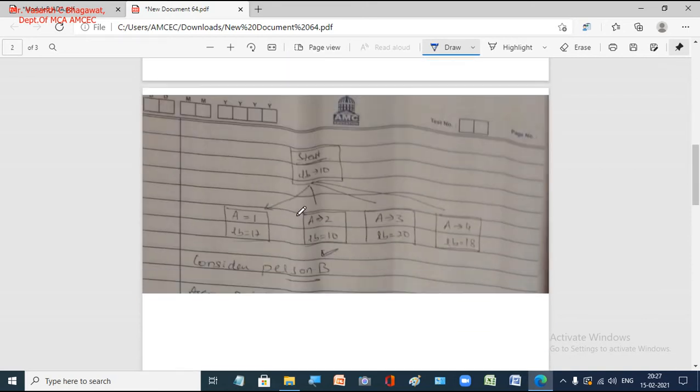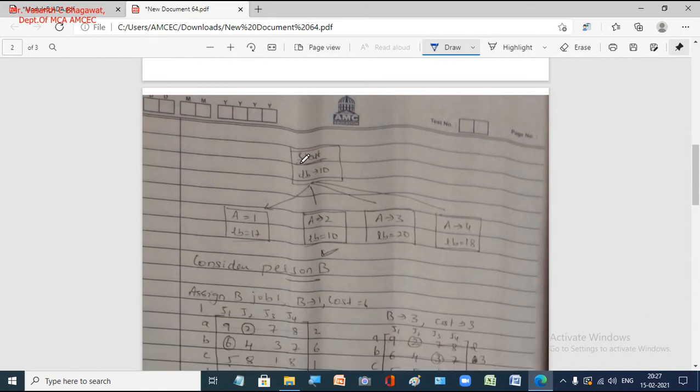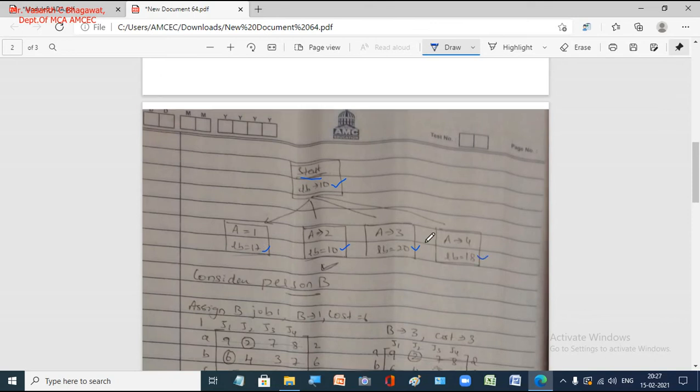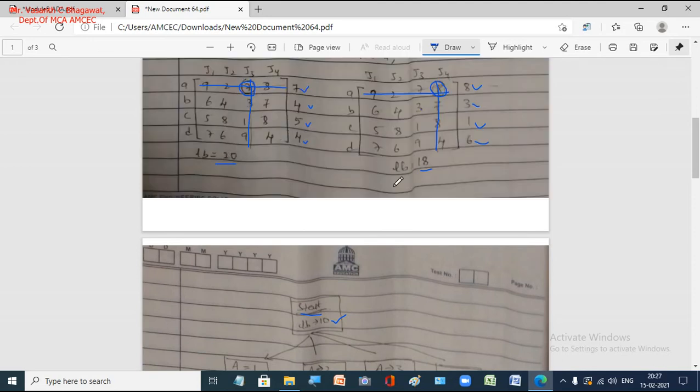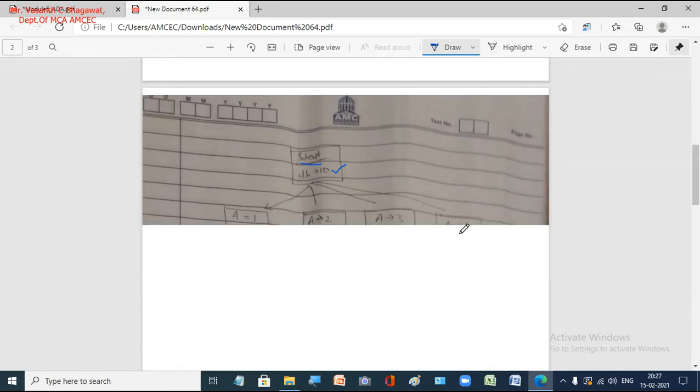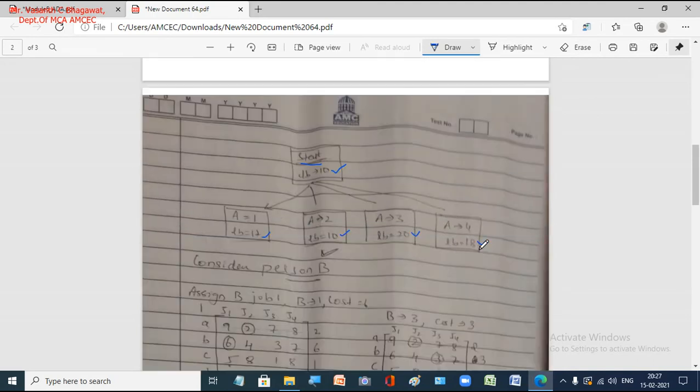Now we will draw the tree here. Now this is what we have drawn. When you started at the root node, what was your lower bound initially? 10, right? Then if you assign job 1 to A, the lower bound was 17. If you assign job 2 to A, the lower bound was 10. Job 3 to A, it was 20, and job 4 to A, it is 18. How did you get this 17, 10, 20, 18? This is what we calculated in our previous step. See here, all these lower bounds we got. So when job 4 is assigned to A, the lower bound is 18. So here you are going to draw this. Job 4 assigned to A, lower bound is 18.